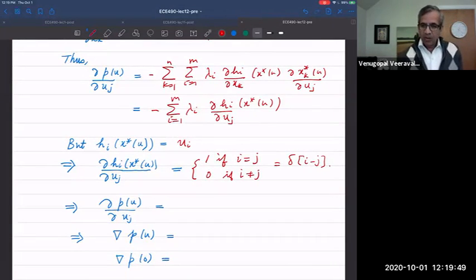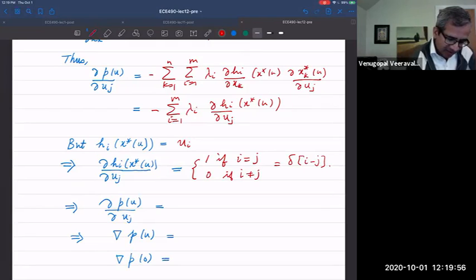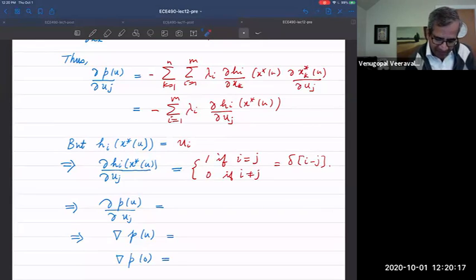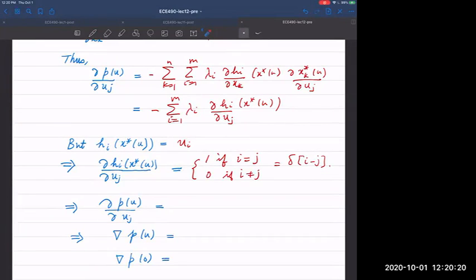So if I plug that in and look at the jth term here, in this summation only the jth term will be non-zero. All the others will be 0. So if I look at the partial with respect to u_j, on the right-hand side, what am I going to get? Negative lambda sub j. Very good.